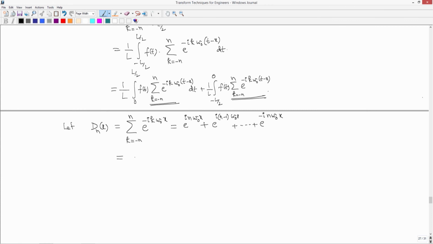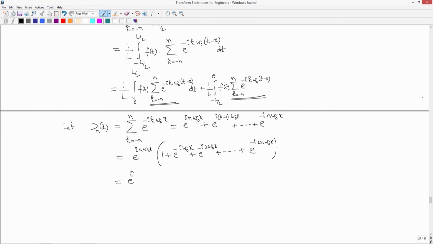So, this is equal to, if you take e power i n omega naught x out, you have 1 plus e power minus i omega naught x, and e power minus i 2 omega naught x, and so on. Finally, e power minus i 2n omega naught x. So, this sum is in GP.